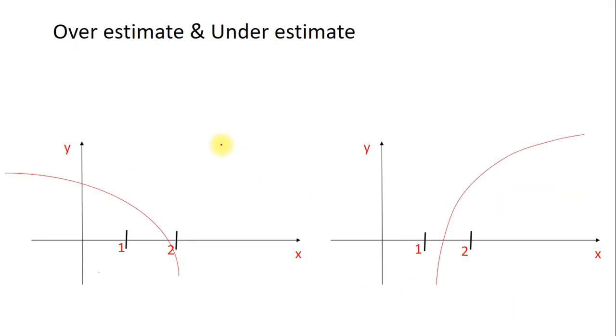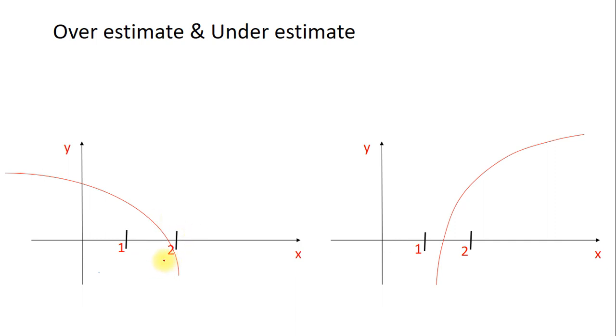Now let me show you what it means by overestimate and underestimate. Now for Newton Raphson method, sometimes the approximation that we do, sometimes they overestimate. It means your estimation or your approximation is more than the root. That is overestimate.